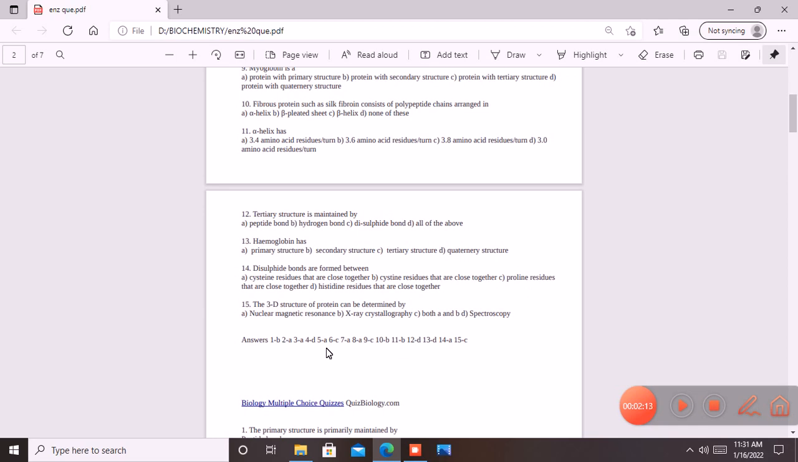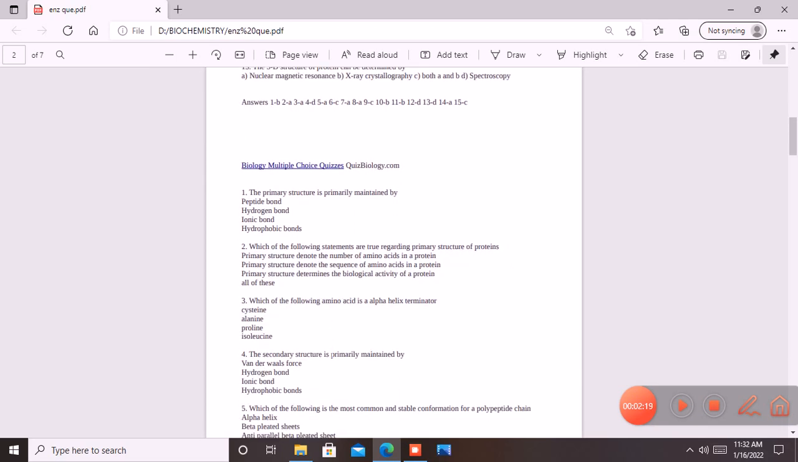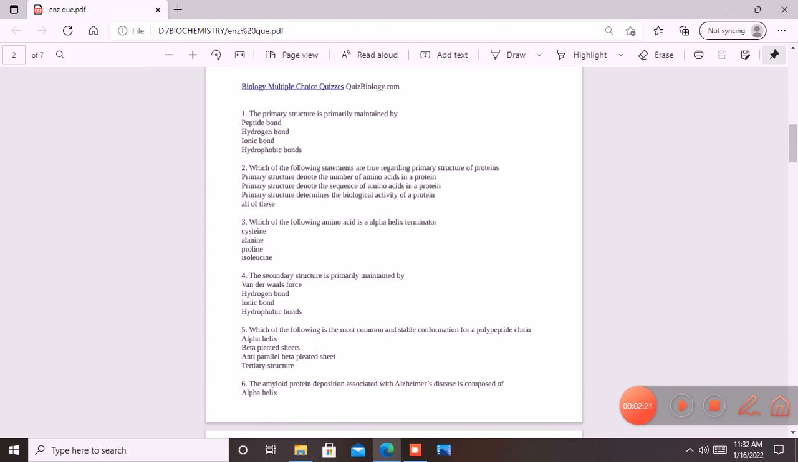Let's go to the second part. Just pause it whenever you see that maybe I'm jumping or moving faster. Just pause it and solve. You have the answers down there, so that you cross check and see which of them you had correct or wrong. Then you make corrections to that.